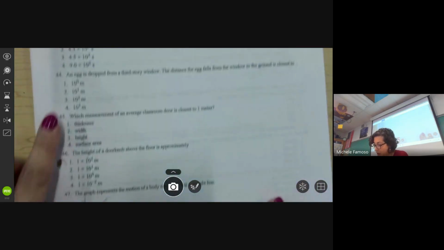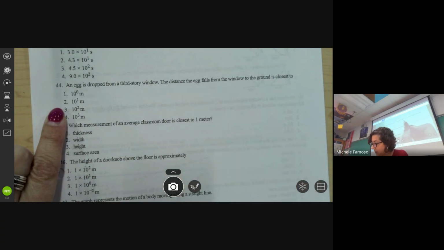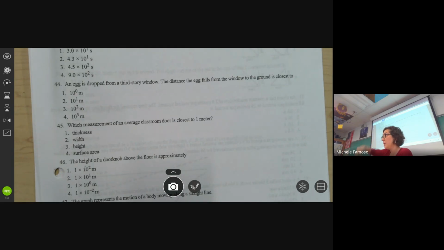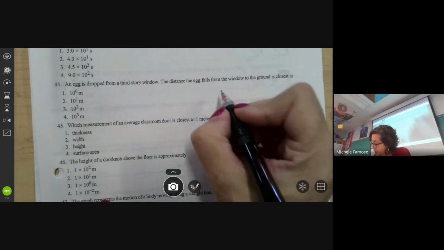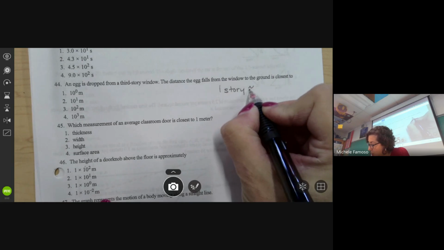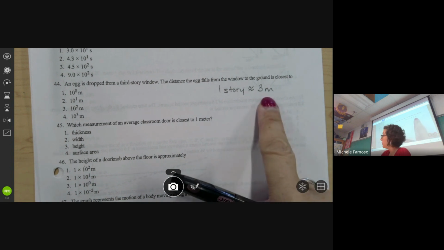44. 44 says an egg is dropped from a 3rd-story window. The distance the egg falls from the window to the ground is closest to what? Okay, we had a question in our Unit 4 packet where things were going up certain amounts of stories. And I think I mentioned to you, and I think we put it in our packet, that 1 story from here to the ceiling, if I were to get rid of the drop ceiling and go to the floor above, the floor joists, it would be about 3 meters.